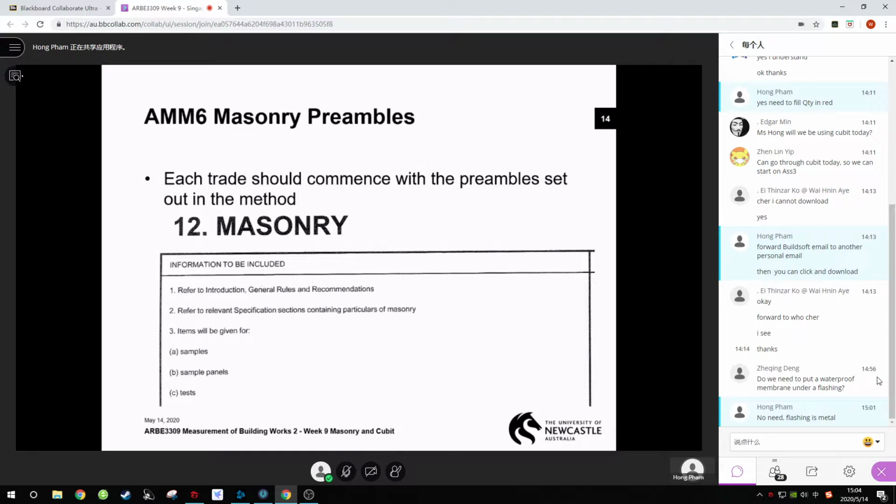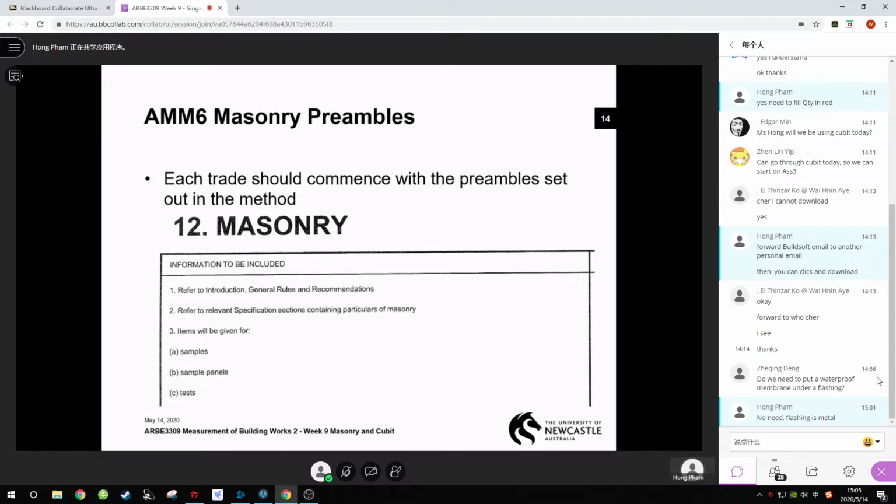So the preambles are basically this. Straight out of the method: refer to the introduction, general rules and recommendations. That line goes in every trade. Refer to the relevant specification section containing particulars of. That goes in every trade, and then the trade goes at the end of it. And then you give items for samples, sample panels and tests. You need to have that at the start of your masonry trade, and whatever the preambles are, at the start of every trade.